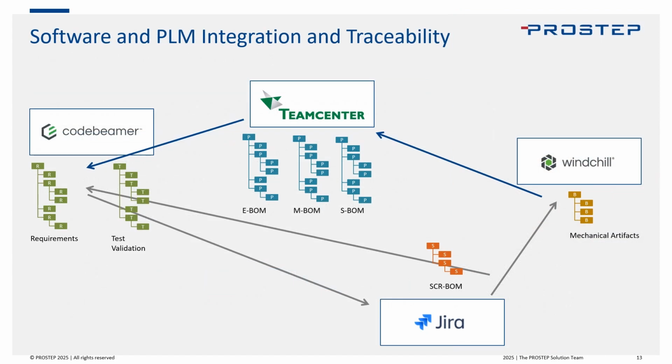The next use case is an integration with ALM. So that includes requirements, V&V and test data, issue tracking, as well as mechanical artifacts with Teamcenter to provide the software BOM, the engineering BOM, and manufacturing BOM synchronization there, and provide traceability and replication between the different systems.